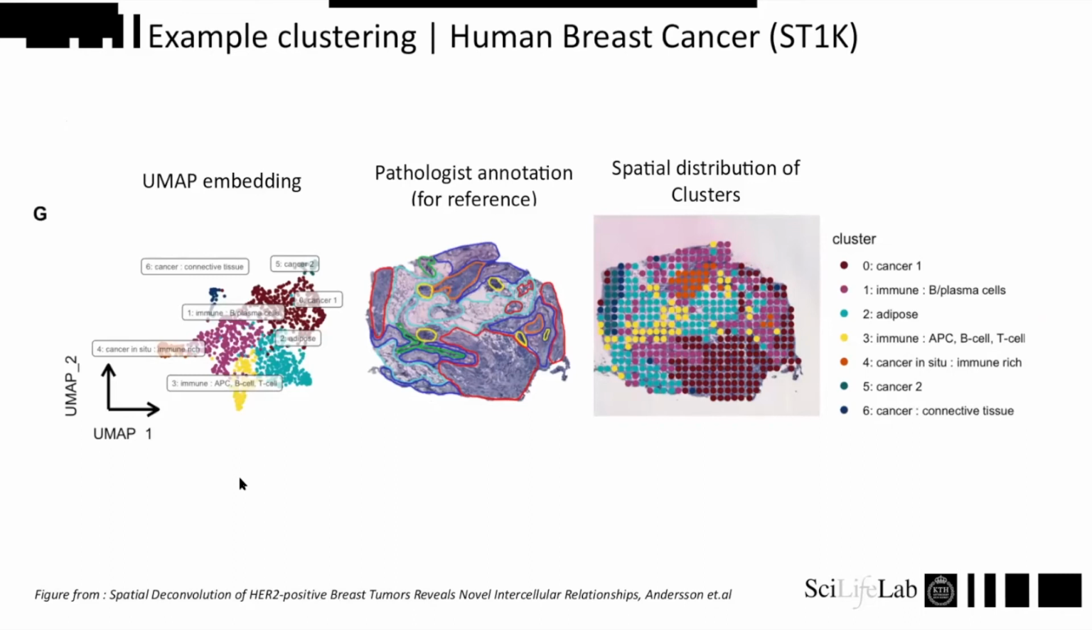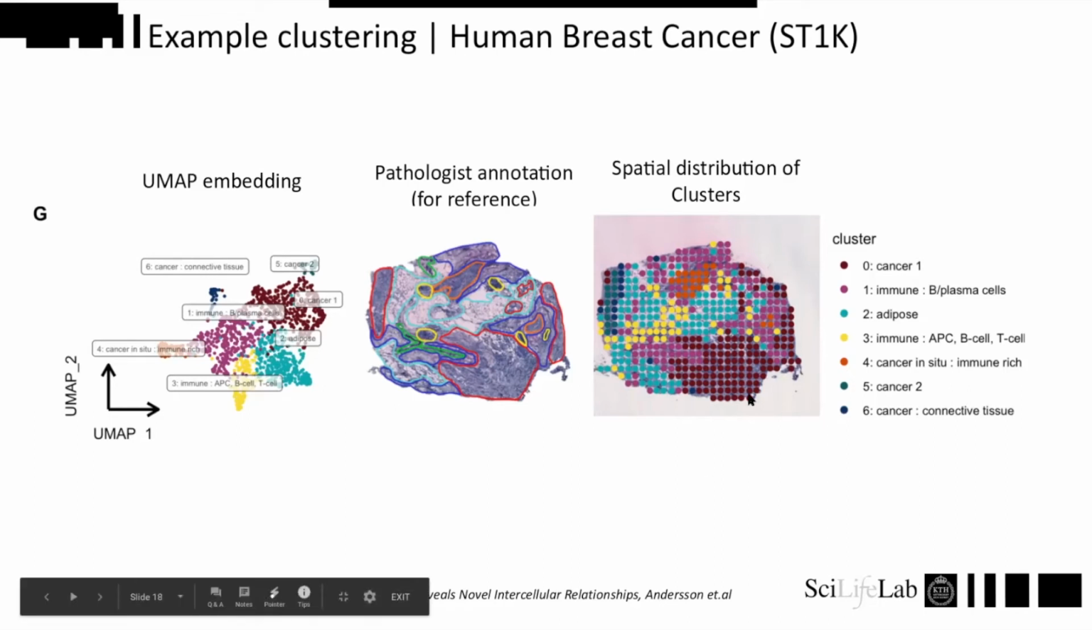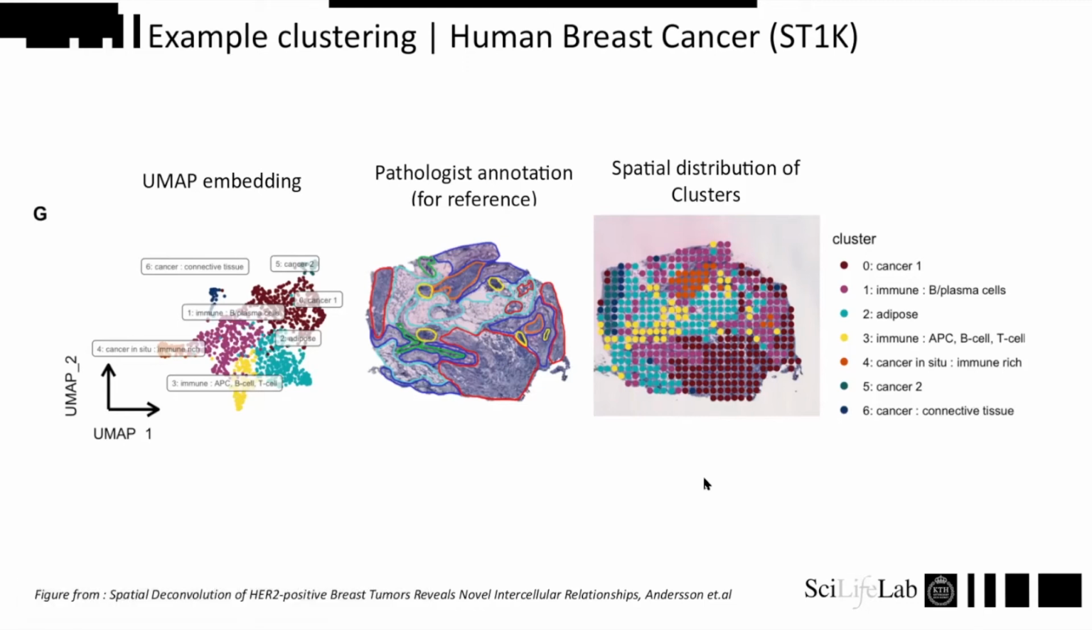You can get this neat embedding here, where you can color each of your data points by the cluster identity. What is then pretty cool, at least in my opinion, with spatial data is that you can then transfer this information, since you know the spatial coordinates of each data point, from gene expression space to the actual spatial space. And that is what you see here in the rightmost picture. That's basically the spatial distribution of our clusters. Again, each point is colored by cluster identity.